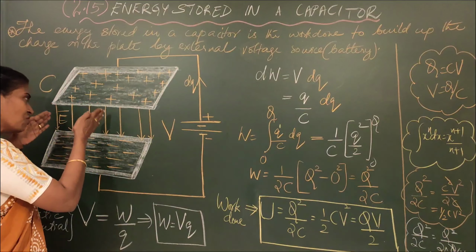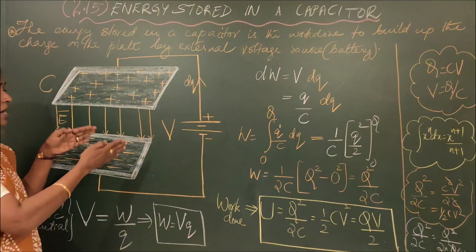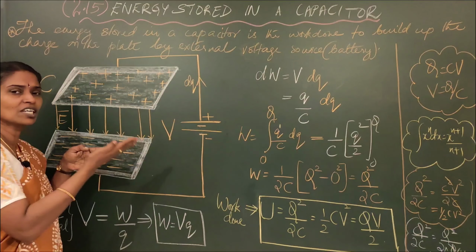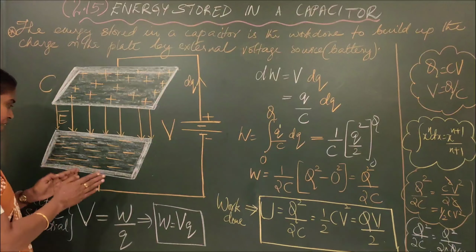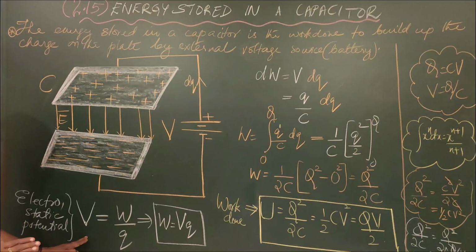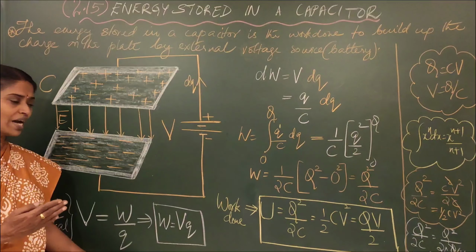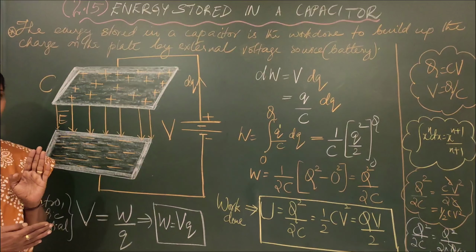It is a uniform electric field because the capacitance is the same and you are dumping the charge in a manner that potential V is left over there. So we have studied electrostatic potential as V equal to W by Q. So from that we have W is equal to V into Q.